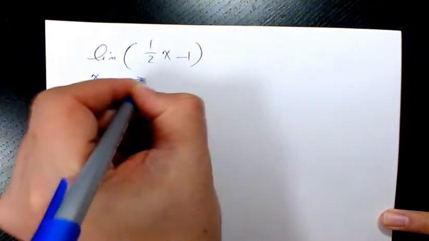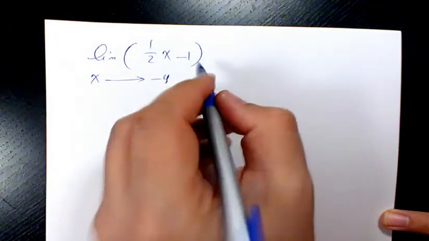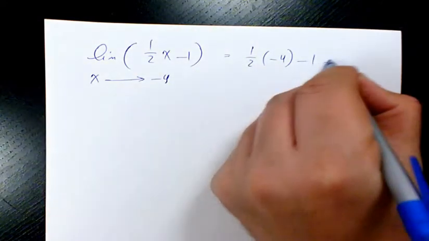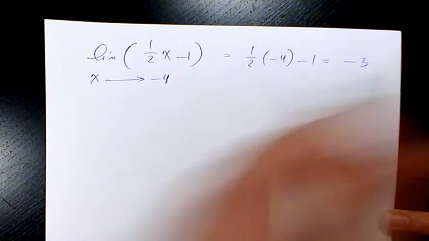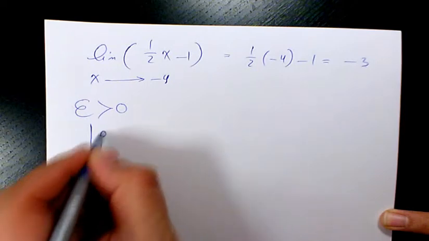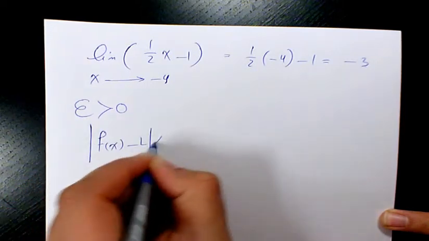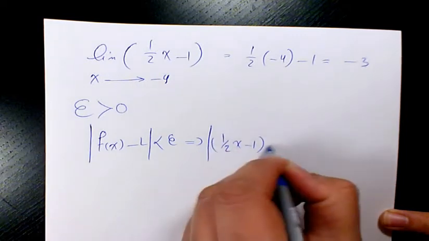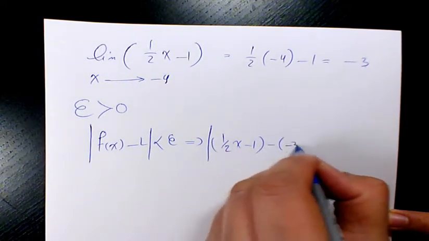Next example. Limit of 1 over 2x minus 1 when x is approaching negative 4. You have 1 over 2 times negative 4 minus 1, which is going to be negative 2 and negative 1 is going to be negative 3. Given epsilon greater than 0, we have f of x minus L has to be less than epsilon. F of x is 1 over 2x minus 1 minus negative 3.